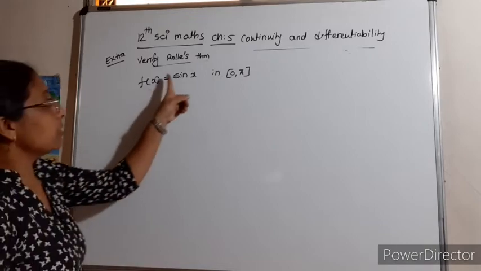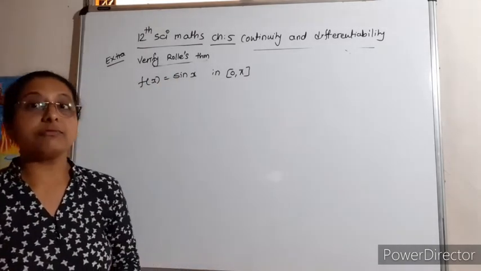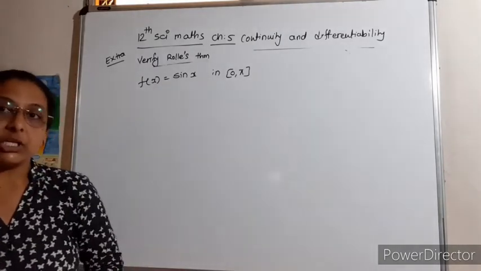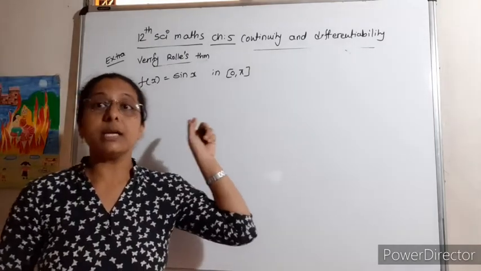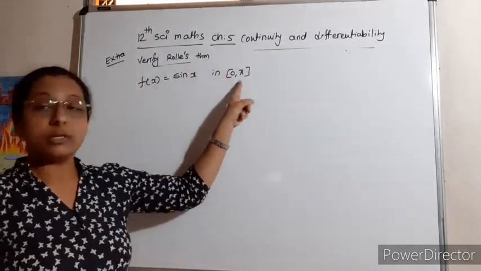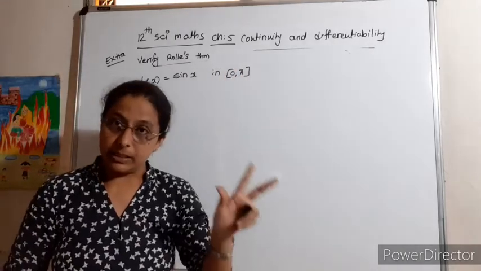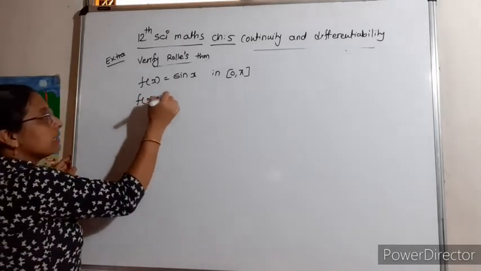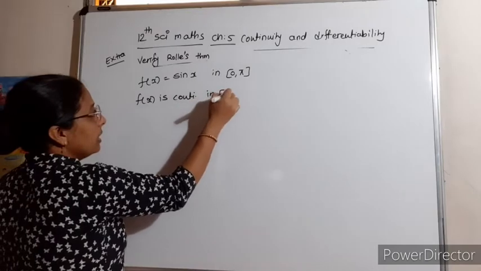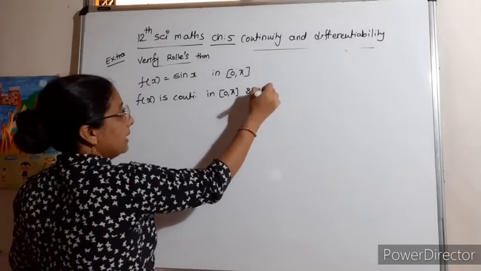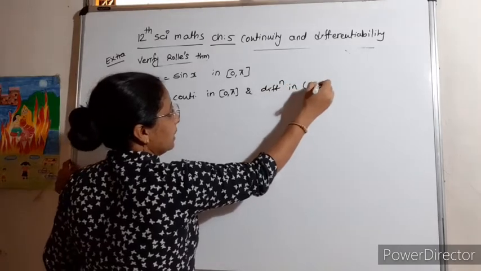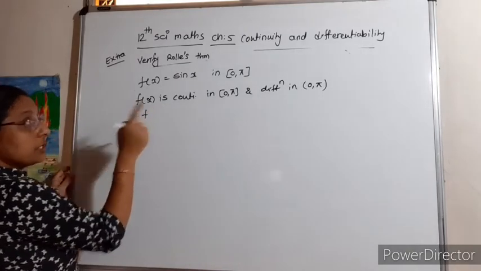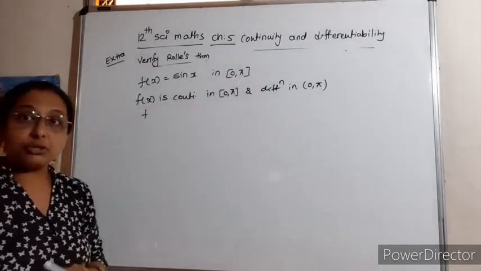Okay, f x is equal to sin x in 0 to pi, you have to verify Rolle's theorem. So first of all we know that all polynomial functions as well as trigonometric functions are continuous in closed interval and differentiable in open interval. I have already told you that. So we can say that f x is continuous in closed interval 0 to pi and differentiable in open interval 0 to pi. Therefore, first of all we'll find f of 0 and f of pi, they should be equal.